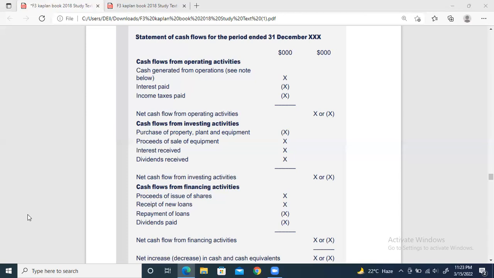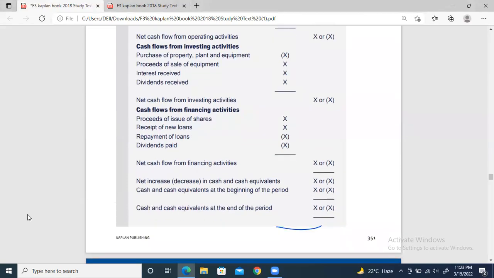Sorry, can you scroll down? Okay, sure. So these one or two or three lines are left. You can write them. Yes.